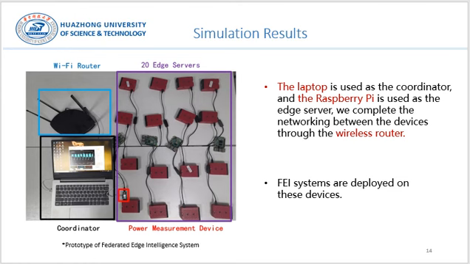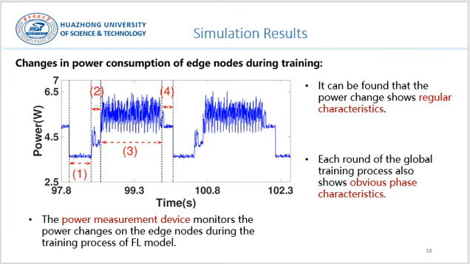Here we present the prototype of the Federated Edge Intelligence System. We can see that the laptop is used as the coordinator and the Raspberry Pi is used as the edge server. We complete the networking between those devices through the wireless router. FEI systems are deployed on those devices. The power measurement device monitors the power changes on the edge servers during the model training.